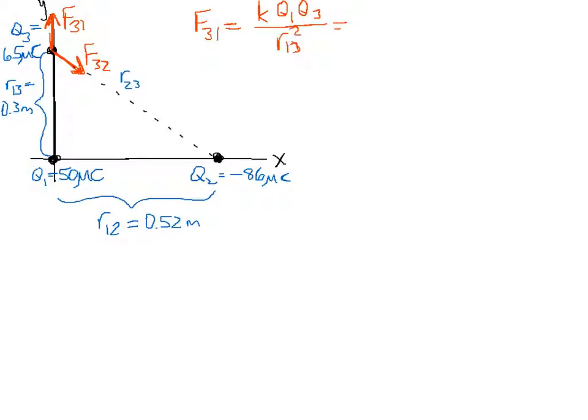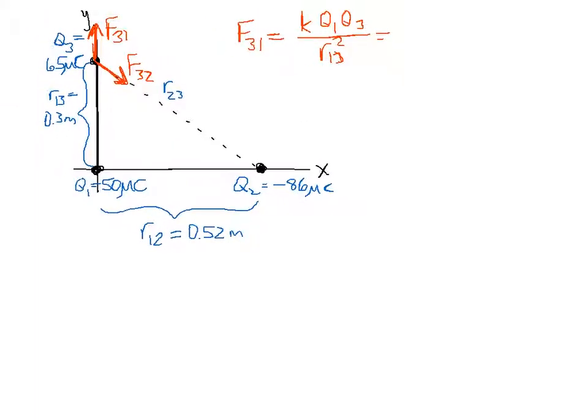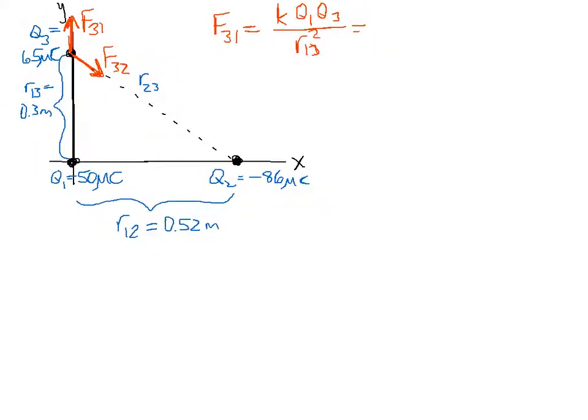If you plug in all the numbers, K is 9 times 10 to the 9th, Q1 is 50 times 10 to the negative 6, Q3 is 65 times 10 to the negative 6, and R13 is 0.3 meters, and that's going to be squared. You plug all those in, you'll get an answer of 325 newtons. Do the same thing for the other arrow, F32.